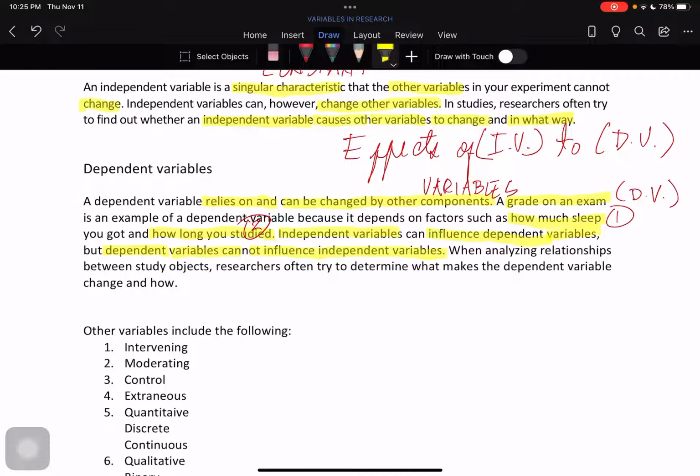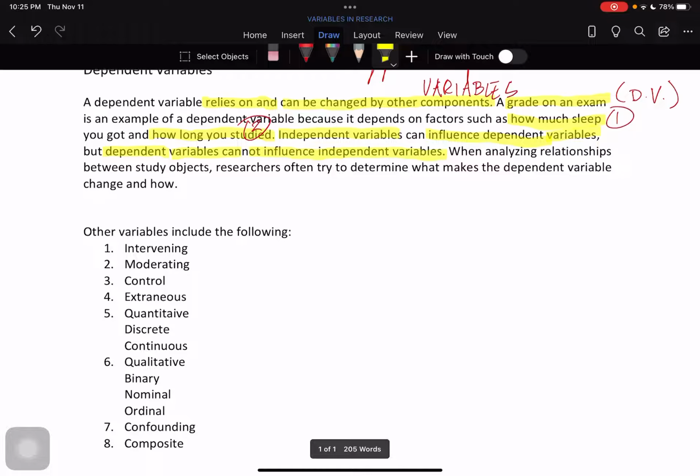So this is usually research that investigates the effect of the independent variable on the dependent variable, and how it affected the variable. If it affected the dependent variable, how did it affect it? Okay, so this is usually the content of that particular investigation.